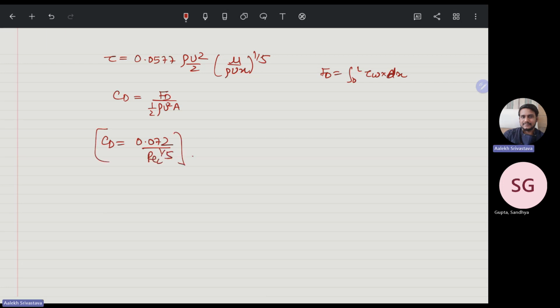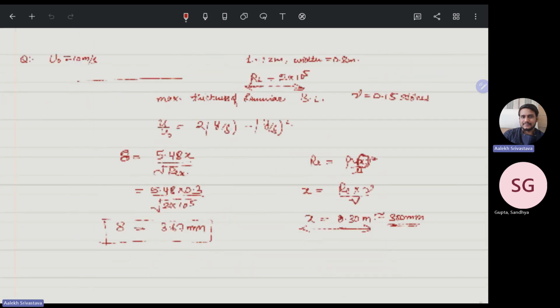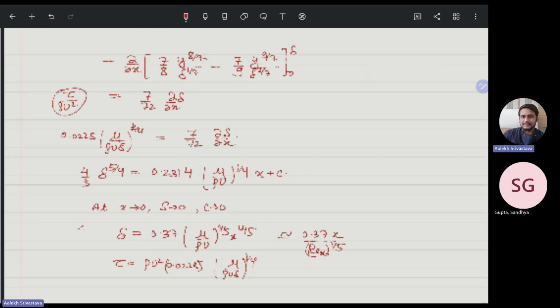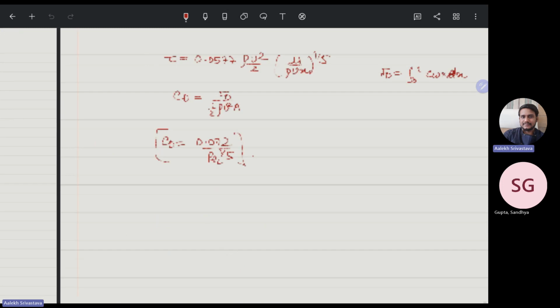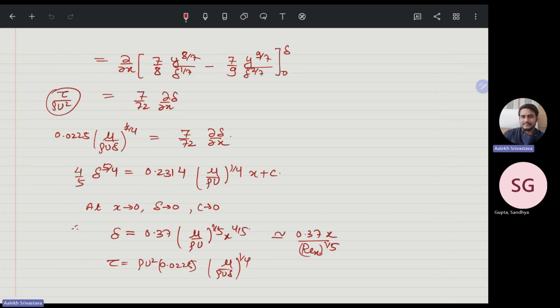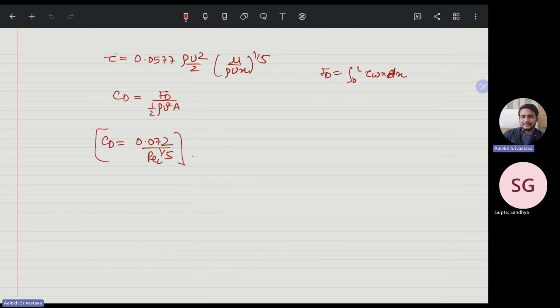So for this turbulent region also, this is for the turbulent velocity profile. For this turbulent velocity profile, you will get the formula for delta, the coefficient of drag, and the shear stress at any location x. At any location x, this is the shear stress.